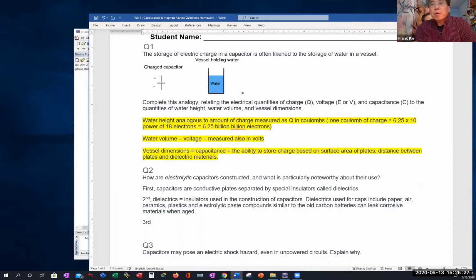And third, yes, you're correct, electrolytic caps are polarized and will explode if connected voltage is reversed. Probably put an exclamation on that. They will explode! Very exciting when that happens.